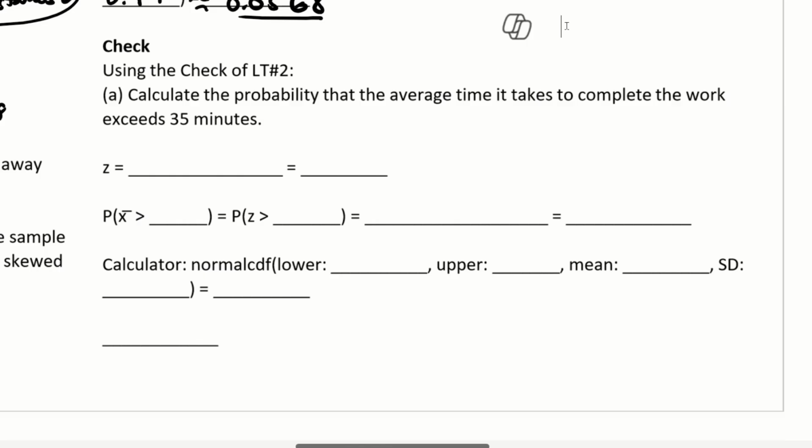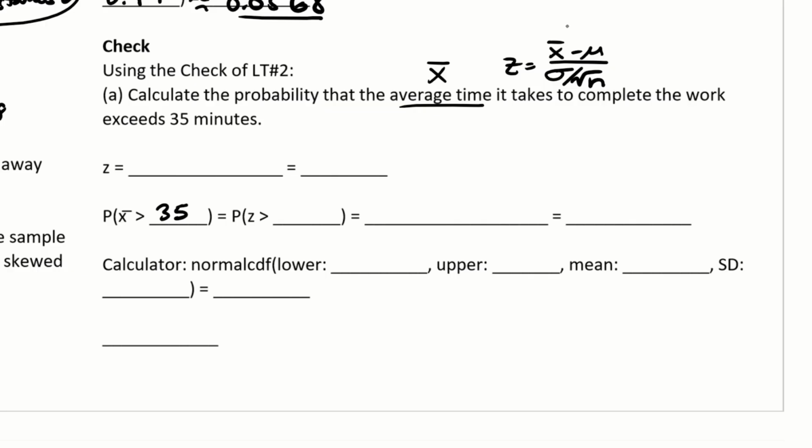So calculate the probability that the average time it takes to complete the work exceeds 35 minutes, using the check from learning target number 2. So again, the average time it takes. We're looking at the probability that x bar is greater than 35. And so we're going to convert that into a z-score using the z-score formula: x bar minus mu over sigma over square root of n. Our x bar is 35. That's our value. Let's actually do the graph.